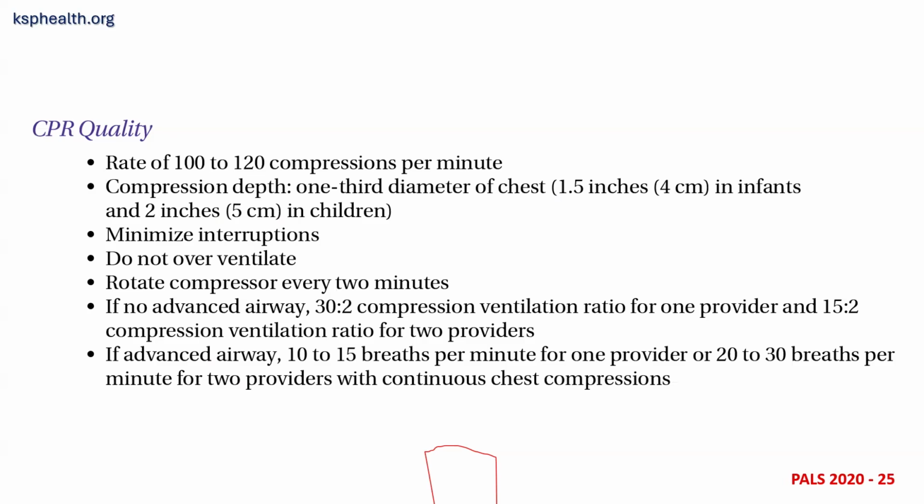If there is no advanced airway, 30 to 2. That means 30 compressions and 2 breaths. If there are 2 providers, you do 15 compressions and 2 breaths. If you have an advanced airway, you need to breathe 10 to 15 breaths per minute. You can provide 10 to 15 breaths per minute for one provider, 20 to 30 breaths per minute for 2 providers when continuing chest compression.